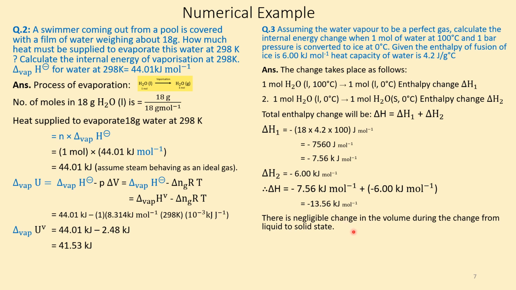There is negligible change in volume during the change from liquid to solid state. So we can assume it as a constant value. So therefore P delta V is equal to delta n g RT, that is equal to 0. Because of constant volume, delta H is equal to delta U is equal to minus 13.56 kilojoules per mole.